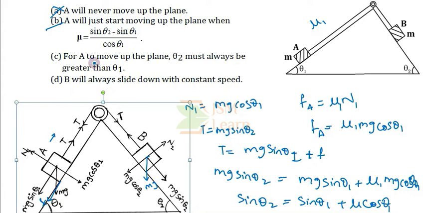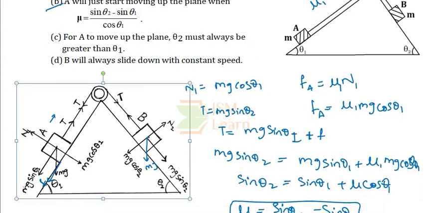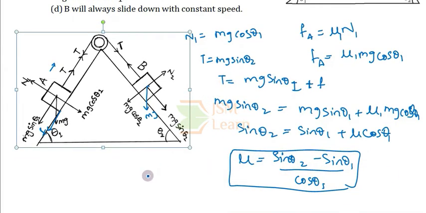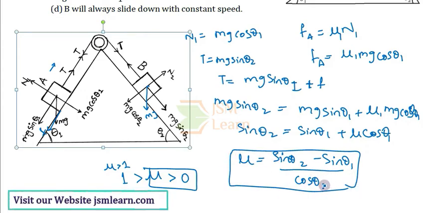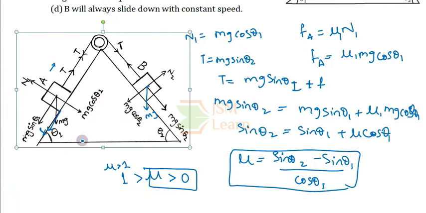Coming to option C, it says that for A to move up the plane, theta 2 must always be greater than theta 1. Let us verify this. We know that whatever the coefficient of friction, it is always greater than 0. It may be less than 1 or it may be greater than 1, but that is a separate case. The basic condition is that the coefficient of friction will always be greater than 0. So based on this condition, we can say that theta 1 is one of the angles in this triangle, and we know that all angles in a triangle will be acute or it may be a right angle, but it will not be an obtuse angle.